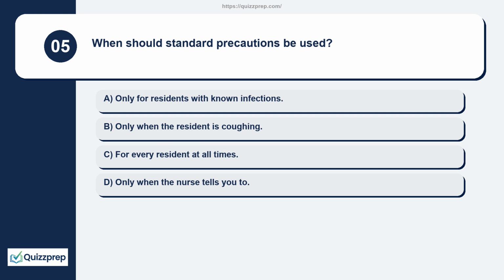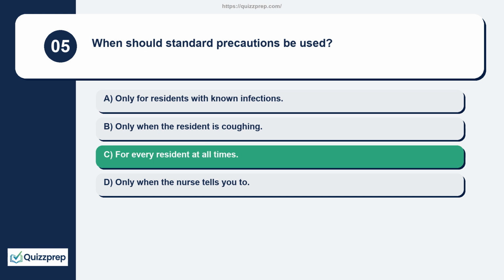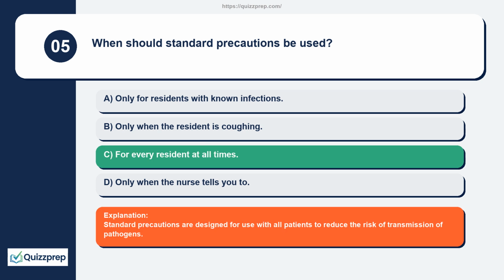Question 5. When should standard precautions be used? Only for residents with known infections. Only when the resident is coughing. For every resident at all times. Only when the nurse tells you to. Standard precautions are designed for use with all patients to reduce the risk of transmission of pathogens.